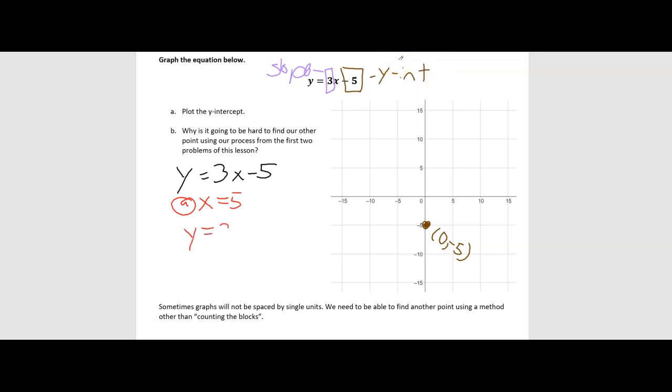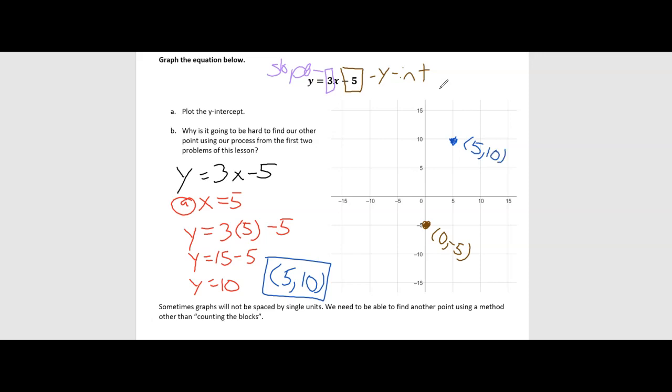So y is equal to 3, and I said x was equal to 5, so I'm going to substitute in that 5. So I get y equals 3 times 5 minus 5. I get y is equal to 15 minus 5, and I get y is equal to 10. So my new point is at 5, because I said x was equal to 5, comma 10. That's my y value. So I can go ahead and plot this point at 5, comma 10. And then I could go ahead and sketch.